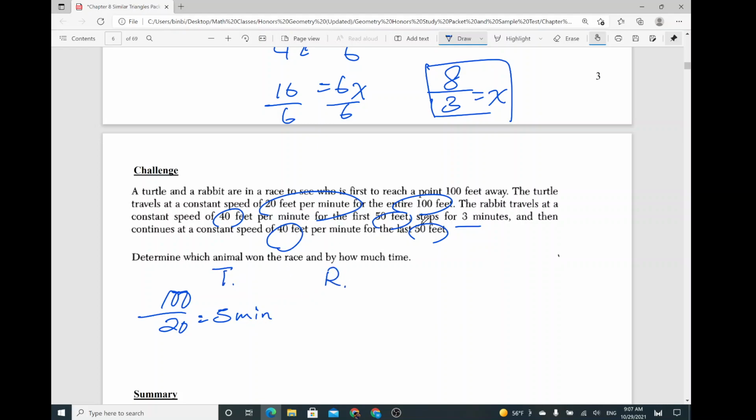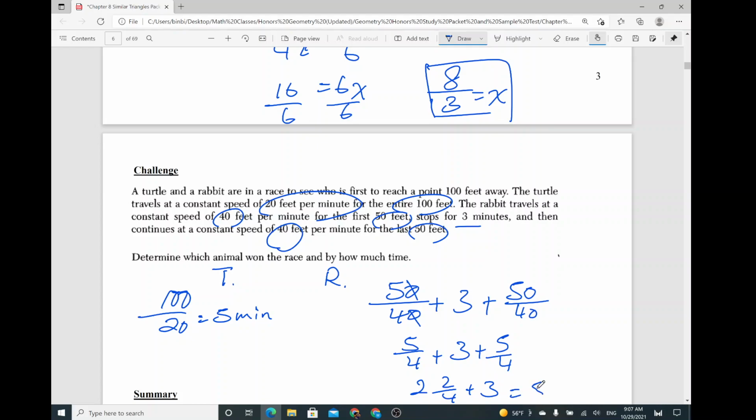And then for the rabbit, it started with 40 feet per minute for the first 50 feet. So 50 divided by 40 to get the time. We get 5/4. Then it stopped for 3 minutes, plus 3. And then it continues at the constant speed of 40 feet per minute for the last 50 feet. So 50 divided by 40, 5/4. So we get 5/4 plus 3 plus 5/4. This one is 1 and 1/4, 1 and 1/4, so 2 and 2/4, plus 3. So for the rabbit, it takes 5 and 1/2 minutes, 5.5 minutes. So obviously, the turtle is going to win the race.